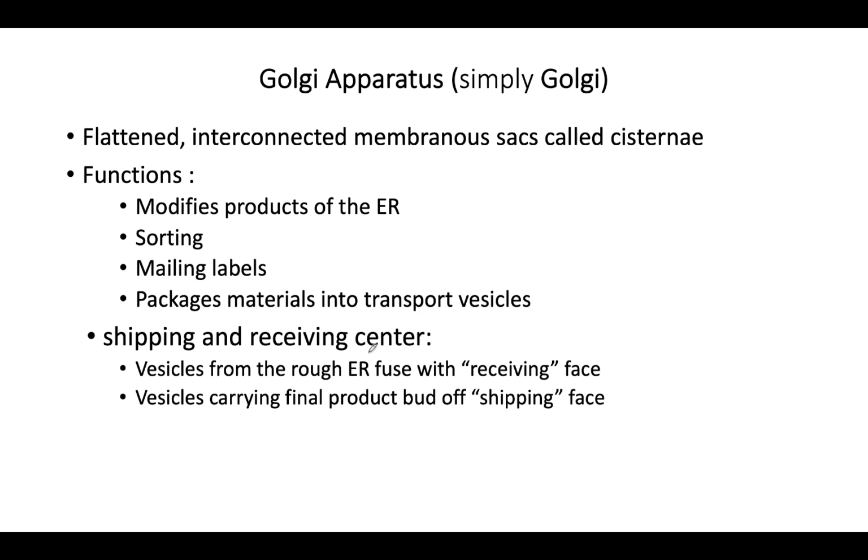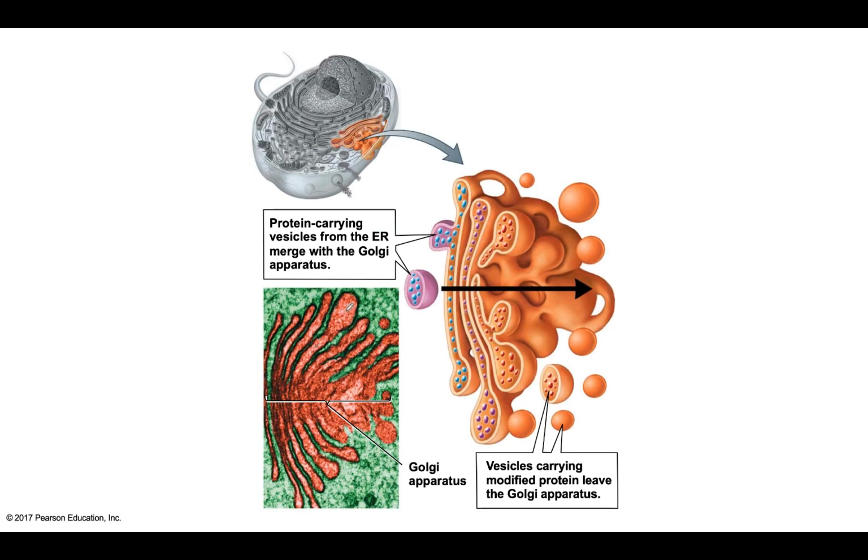Shipping and receiving center. Based on structure, Golgi apparatus has a shipping center and a receiving center. So this is the Golgi apparatus. It has a shipping center and a receiving center. This is the receiving center. Golgi apparatus receives protein manufactured from ER. This vesicle comes from ER. Then this vesicle holds protein manufactured from ER.